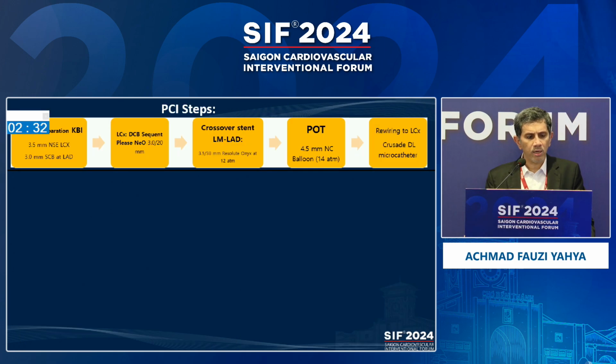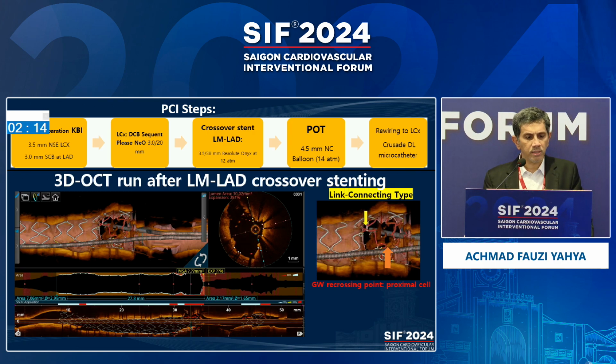And then we prepared the lesions, and afterward we used a DCB at the circumflex and crossed over from left main to LAD using 3.5 by 38 millimeter Resolute stents and POT, and rewired to the circumflex using a Crusade guiding catheter. Then a 3D OCT run after left main crossover stenting showed that the wire goes to the proximal part, and this is the link connecting here.